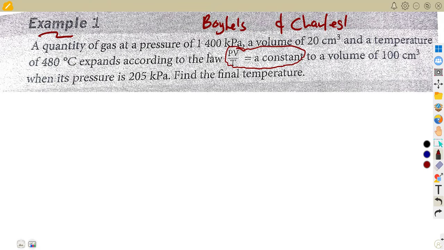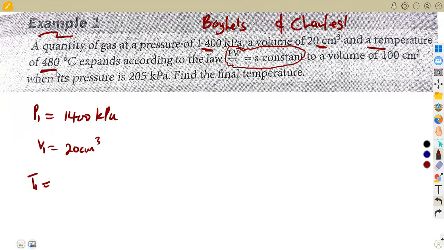So a quantity of a gas at a pressure of this pressure and this volume. So we are given the initial condition, the pressure of 1,400 kilopascal, and this volume given in cubic centimeters, which is 20 cubic centimeters, and a temperature of 480 degrees Celsius. So that's 480 plus 273. So you are supposed to add 273, that was going to be 753 Kelvin. It expands according to the law, that is PV over T is equal to a constant, to a volume of, that is the final volume of 100 cubic centimeters.